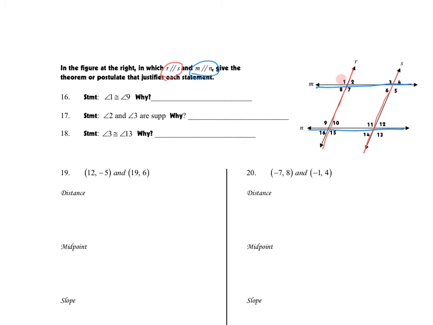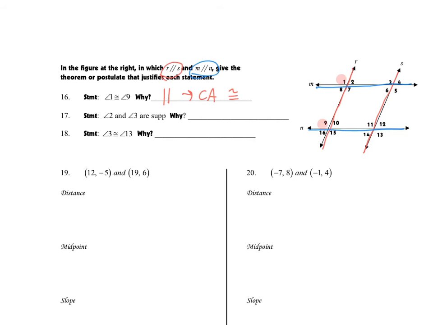Angle 1 is right there, and angle 9 is right here. And so if we look at the location of those angles, what we can see is that since we have the blue lines that are parallel, M parallel to N, angle 1 and angle 9 would be corresponding angles. And so what we would say is that parallel lines imply that corresponding angles are congruent.